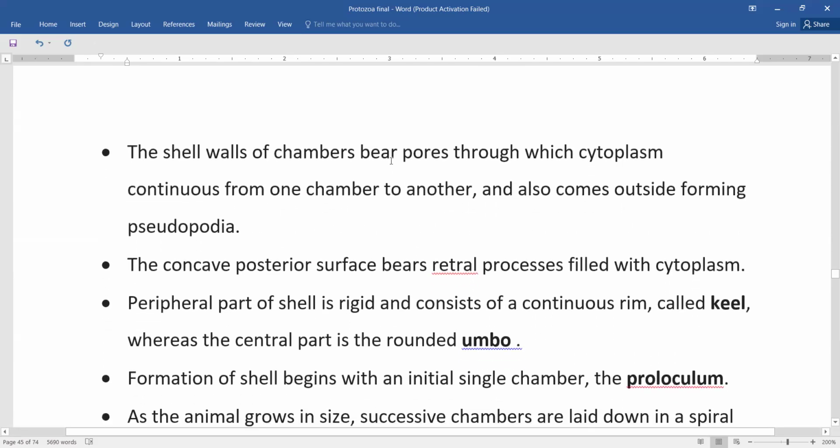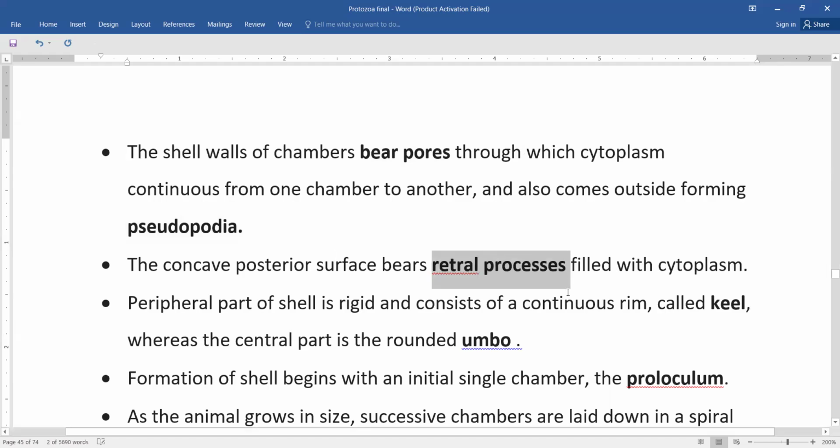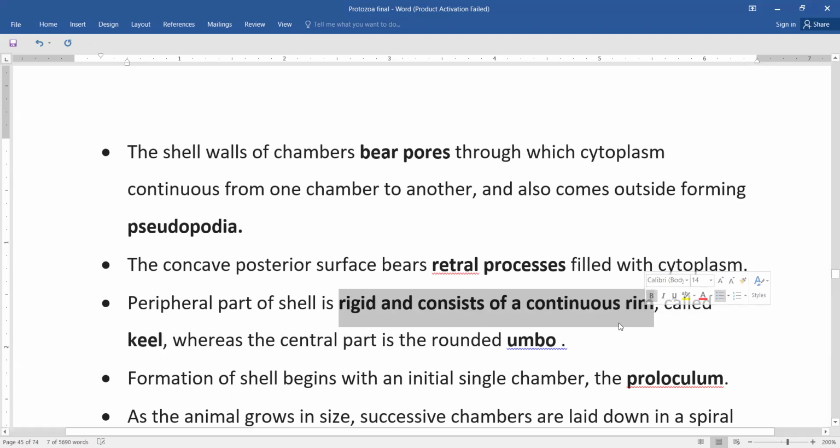The shell walls of the animal bear pores, through which the cytoplasm continues from one chamber to another and also comes out, forming pseudopodia. The cytoplasm comes out of these pores and forms pseudopodia, which are reticulopodia type. The concave posterior surface bears retral processes. The peripheral part of the shell is rigid and consists of a continuous rim, like a smooth structure.